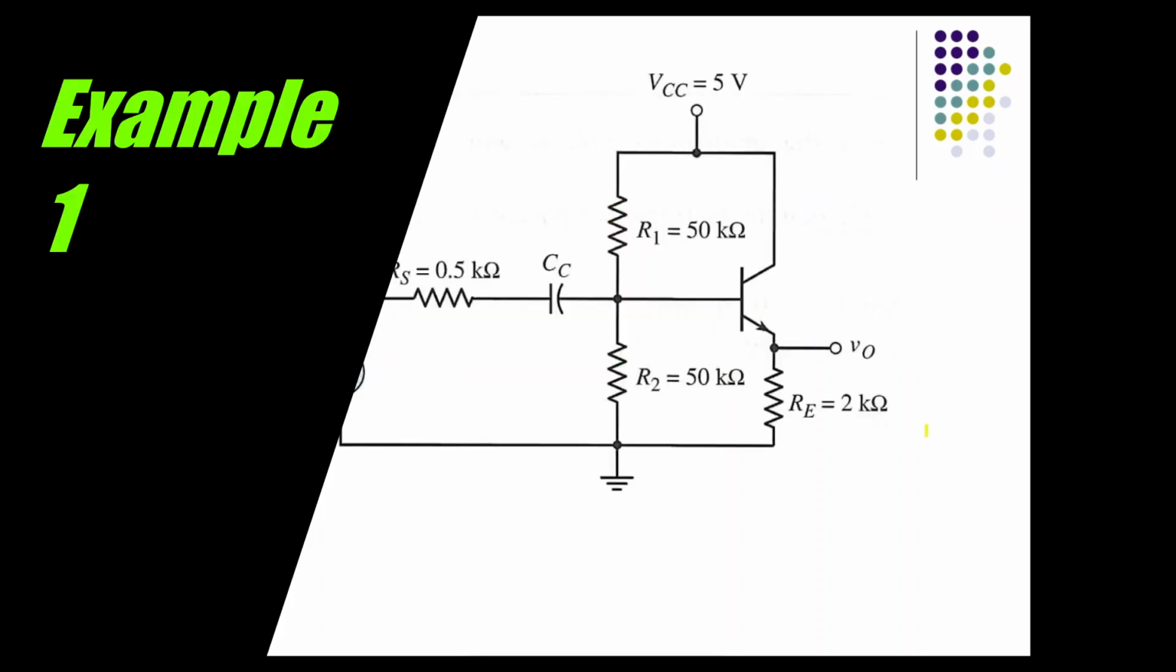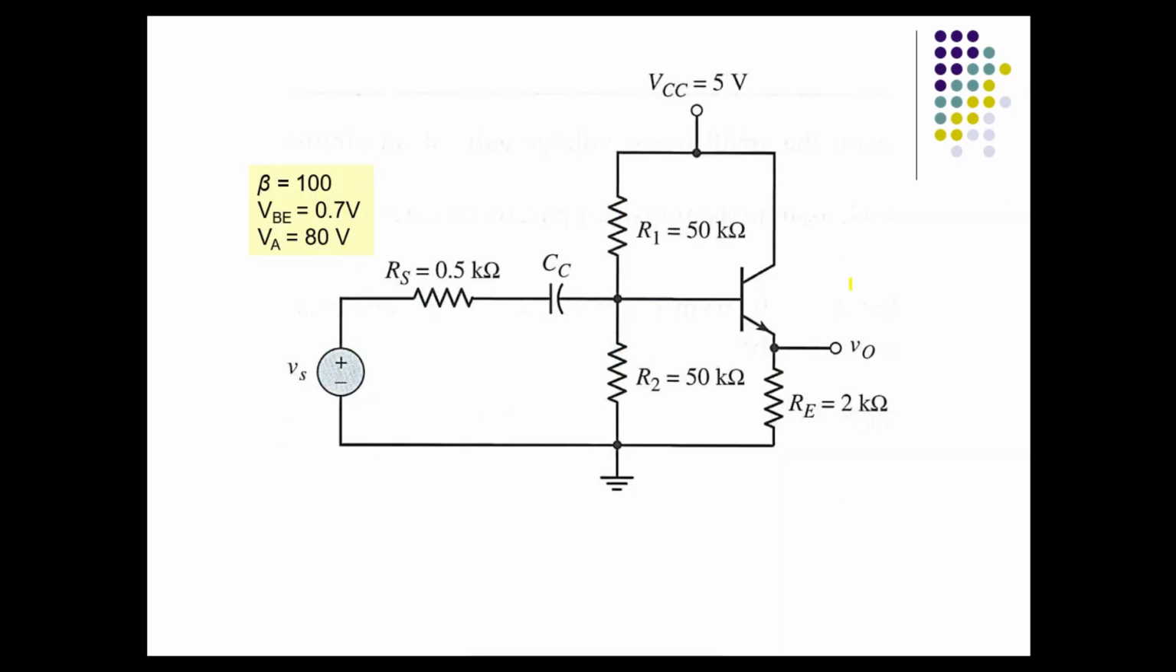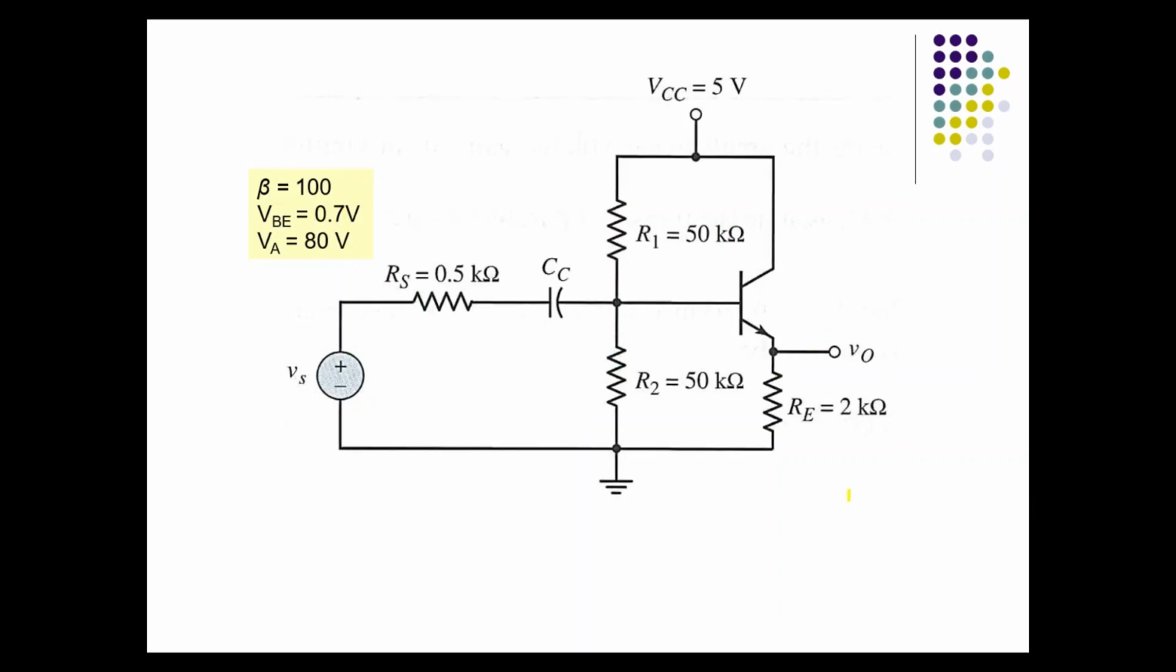Now you can see here, this is an example of a common collector amplifier. You can see here the output is measured at the emitter terminal, and the collector is directly connected to your power supply, so there is no RC here. So that is the common collector configuration.